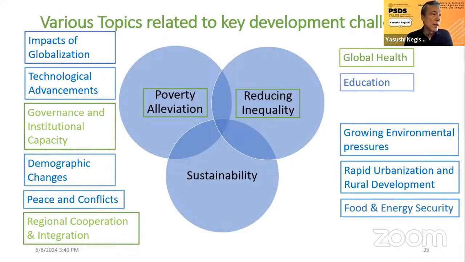So let me close my presentation. Today we were able to talk about both poverty alleviation and income inequality. These two are major development agendas, as I explained in the first presentation. And in my next presentation, I am going to explain about global health issues and also governance and institutional capacity. And finally, I would like to explain regional cooperation and integration in my last presentation.